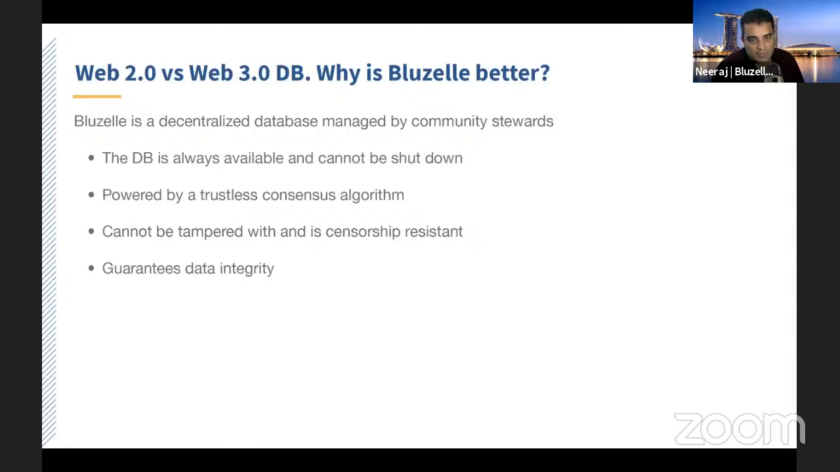The data can't be tampered with. It goes back to availability. Nobody can go in and change your data, whether you're making popular ideas or unpopular ideas. The data you store belongs to you. You have provenance. So it's censorship resistant. And that's something new. It's something that developers have never really had access to. And of course, that leads into data integrity. It means that the data you're storing on a Web 3.0 database like Bluzelle is going to be safe from any sorts of tampering, and your integrity is maintained. All right, we'll move on to the next slide, please.